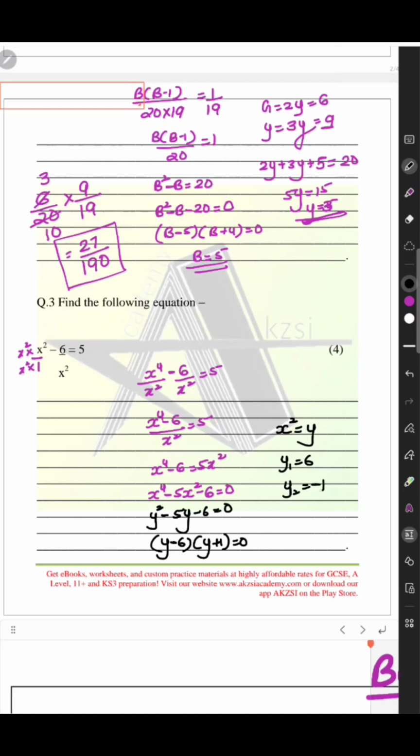But we have equated y as x squared, so we have to put the original thing back. In place of y, I'll be writing x squared. So x squared equals 6 and x squared equals minus 1. Obviously, the square of any number cannot be minus 1, so this is entirely discarded. We have to choose only x squared equals 6. On taking the root, I'll get two different answers: x1 as positive root 6 and x2 as negative root 6. And these are the values, or the solution, of this given equation.